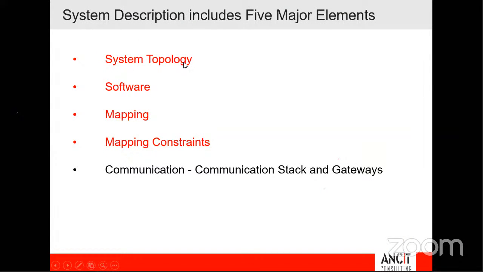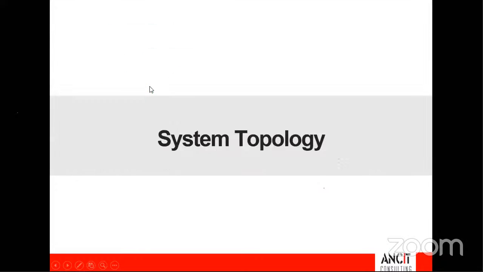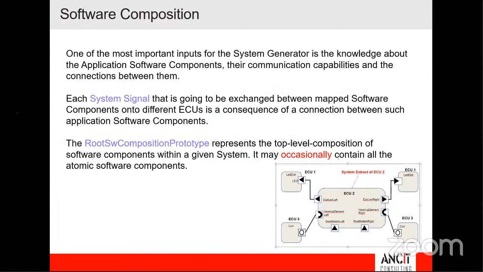We create the system topology where we create the system instances, or sorry, the ECU instances. We create the communication connector and the clusters and the controller, of course, and we map all these guys together. So that's the first step in the system description. The next step is we move to the software composition.